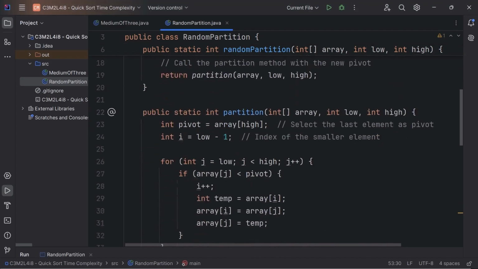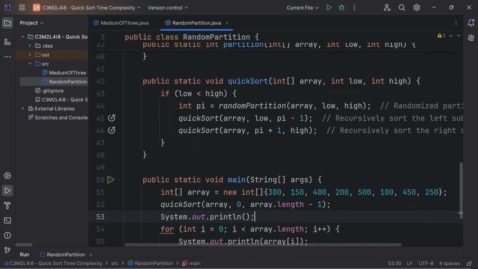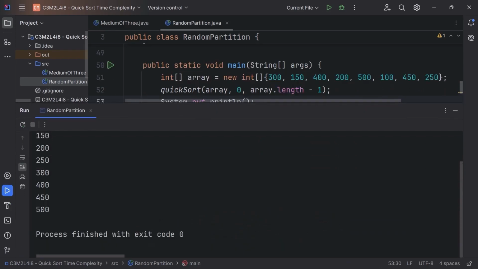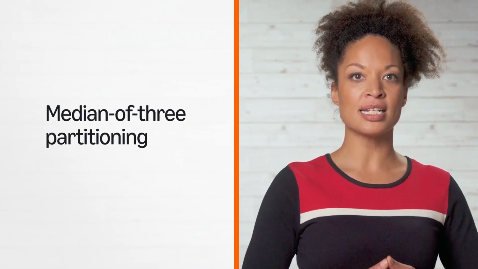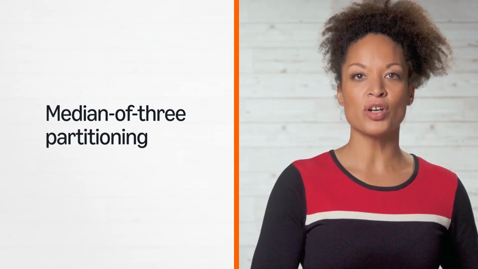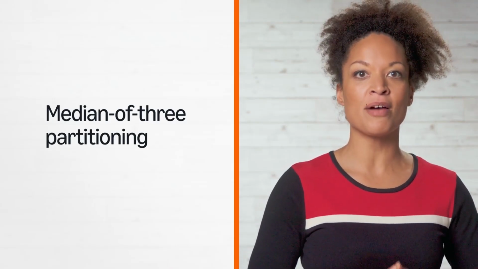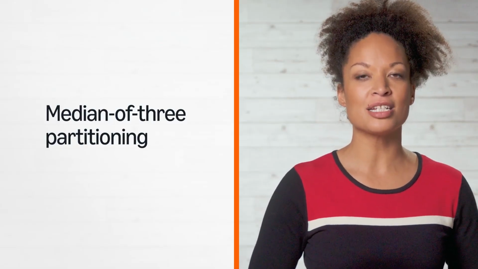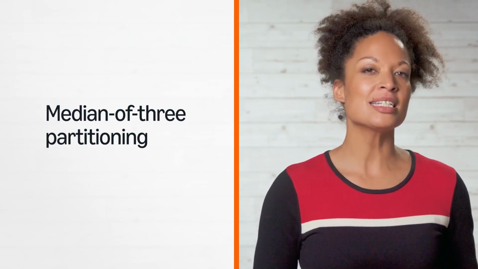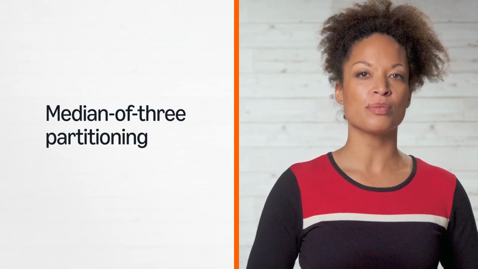The partition method looks like this. You can run this modified quicksort from the main method. The end result is that the output is sorted by a well-balanced quicksort algorithm. The median of three partitioning technique chooses the median of the first, middle, and last elements of the array segment as the pivot, ensuring a more balanced data partitioning. Let's examine how this is implemented in the code.